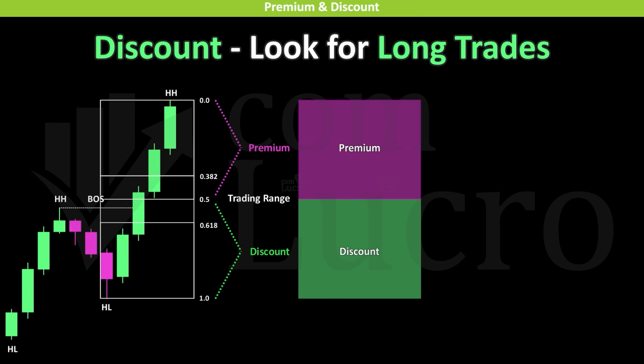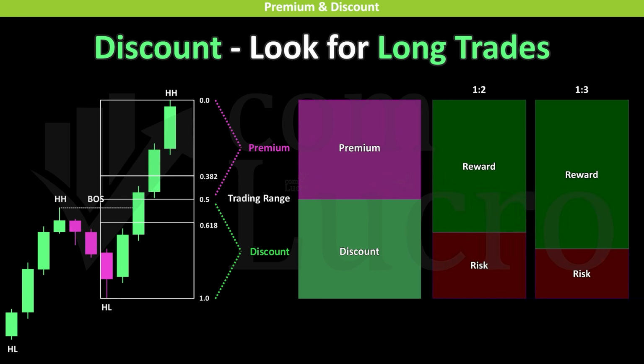When looking for long trade opportunities, we generally want price to trade within the discount zone, assuming other factors support the setup. The deeper price moves into the discount area, the greater the potential risk to reward ratio becomes, especially when a stop loss is placed below the swing low and the target is positioned near the swing high.